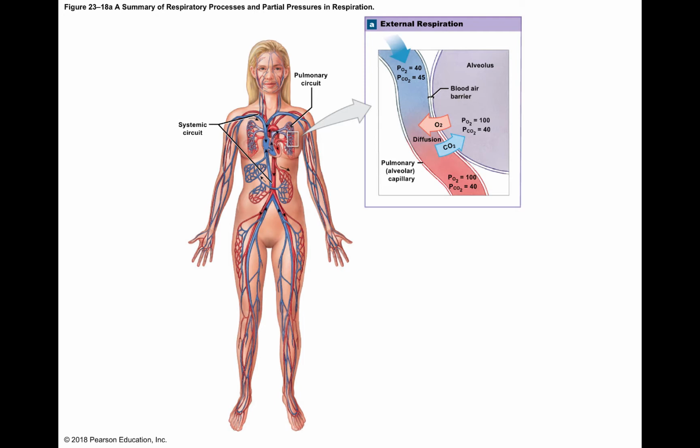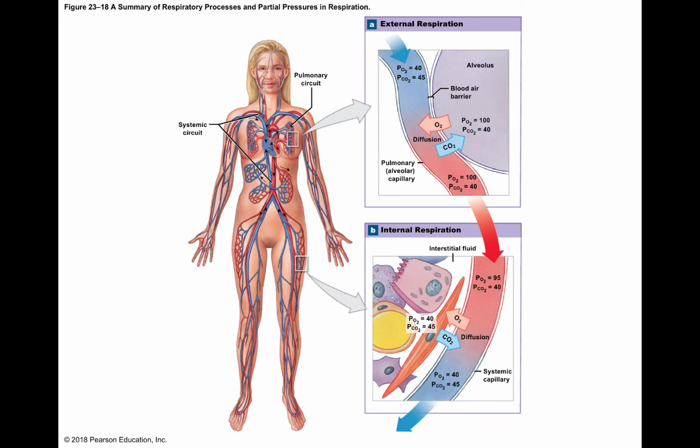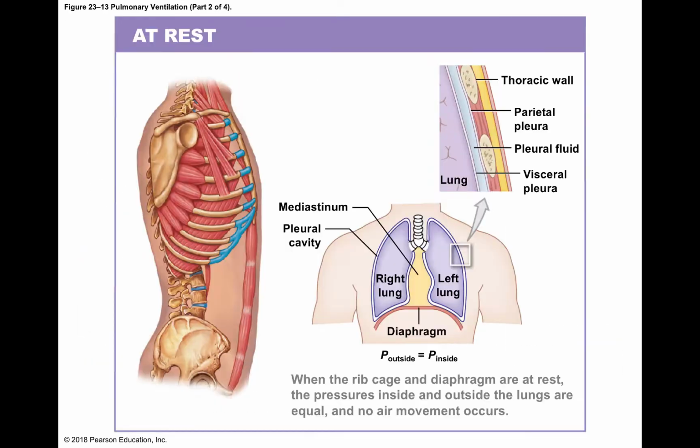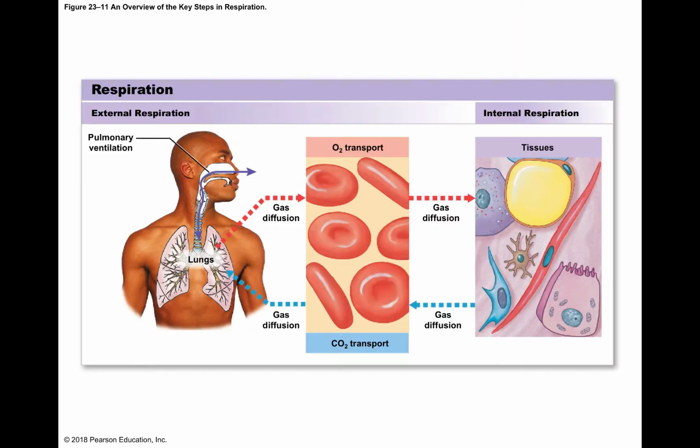So that is the next part of external respiration, which was called gas diffusion. Right. So that was gas diffusion, moving oxygen into the blood and then into the tissues, moving carbon dioxide into the blood and then into the alveoli. That was gas diffusion. Right. There'll be several questions on that on the next exam.